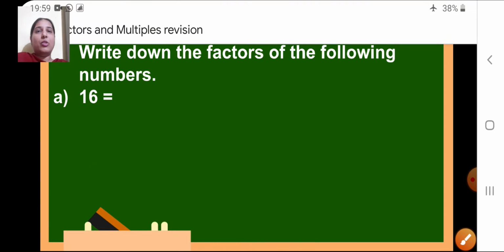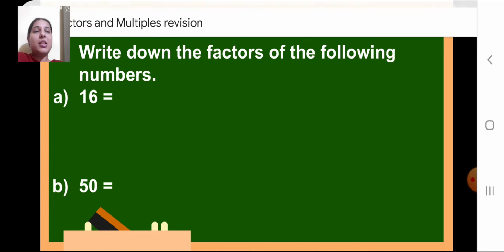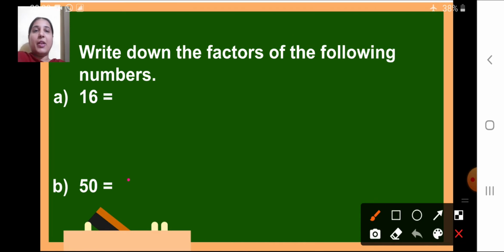Now let's see one more example, number 50. What will be the factors of number 50? Yes, 1 is the factor of every number. Then will it be divisible by 2? Yes, if you divide 50 by 2, you will get 25. So 2 and 25 both are factors of number 50. Then 50 is not divisible by 3, not even by 4, but it is divisible by 5. 5 tens are 50. So 5 and 10 both are factors of number 50.